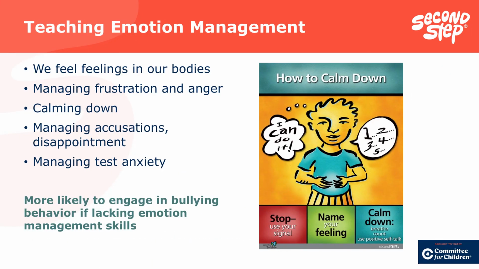We also know that victims of bullying are more prone to bullying if they lack emotion management skills, and children who bully are more likely to bully if they lack emotion management skills. So the third unit in the program, the emotion management unit, teaches skills to students so that they can manage their emotions, they can calm down when they're feeling those strong emotions. And it deals with things like accusations and disappointment, as well as test anxiety and other more academic related emotions as well.